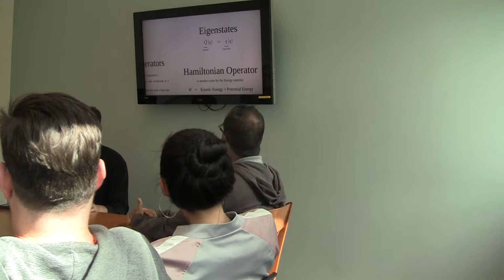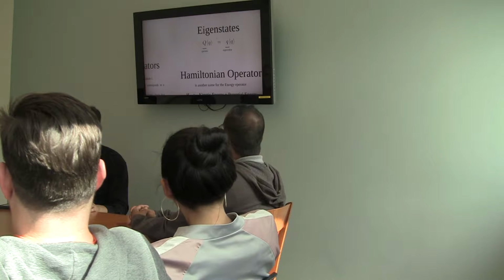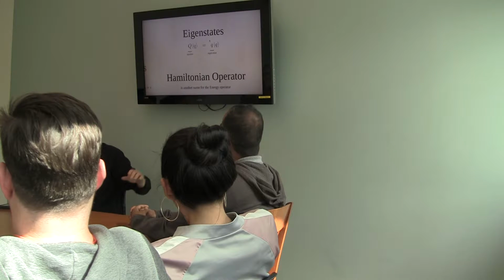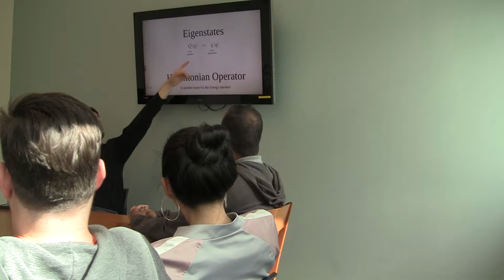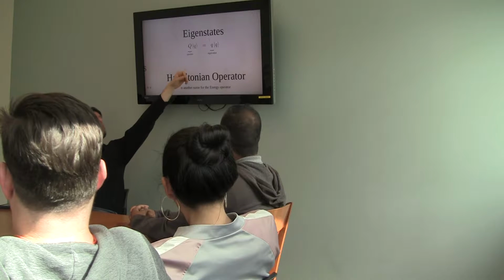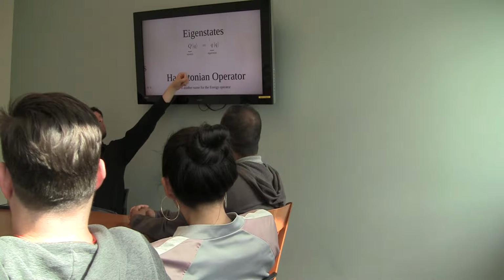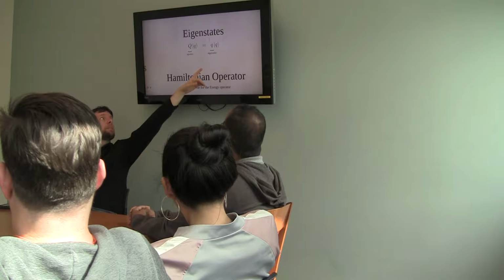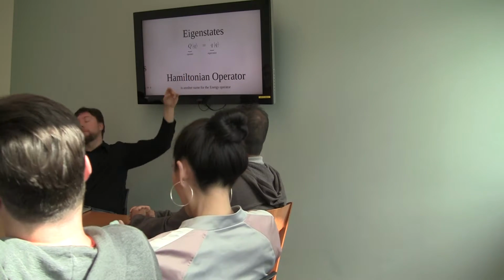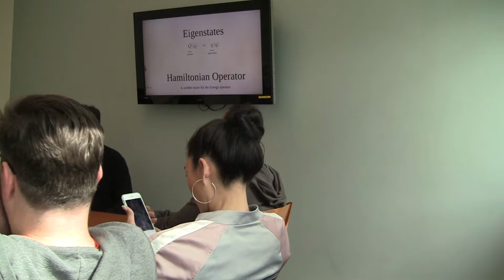So just to make it clear again, if we have some operator Q operating on an eigenvector of that operator, then the system is in an eigenstate of the operator. It gives us back that same eigenstate, stretched or squeezed by the eigenvalue.